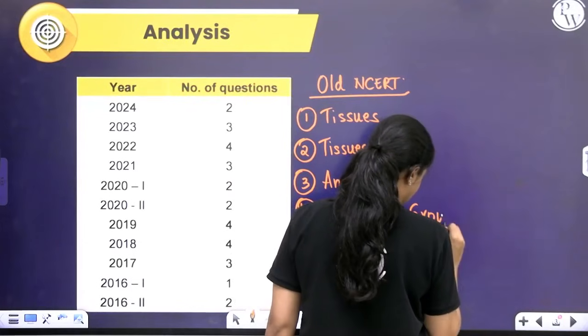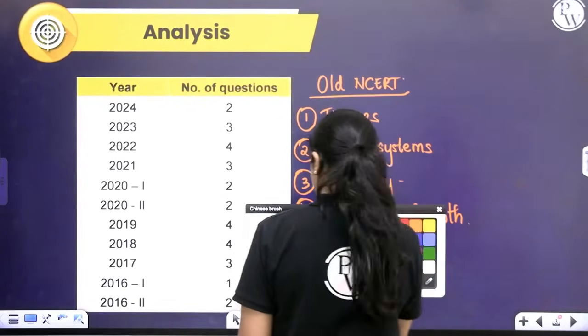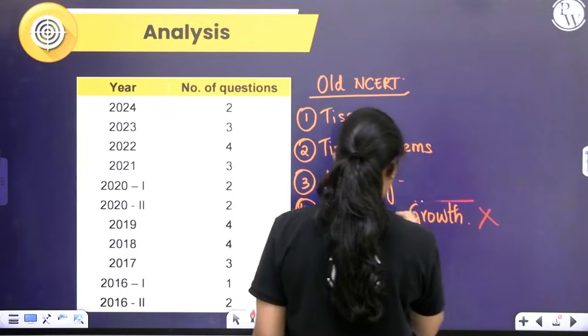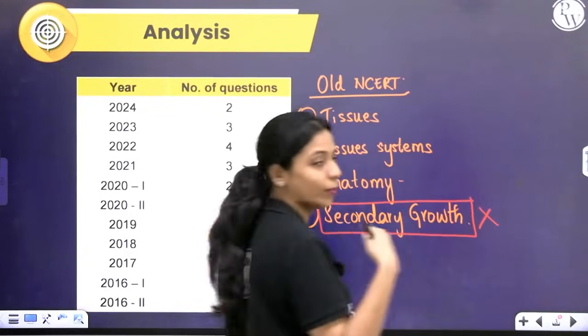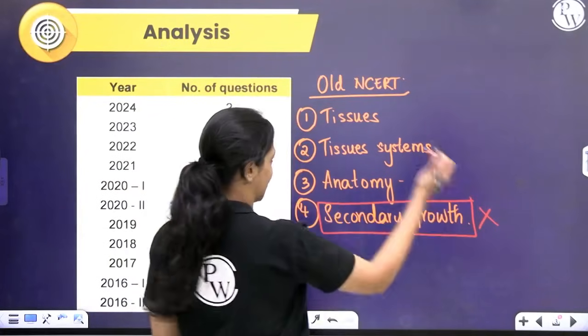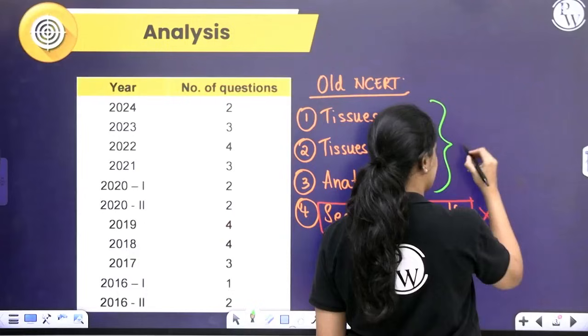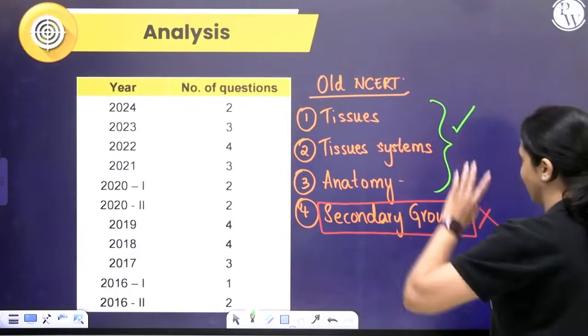Among these concepts, secondary growth is not part of the NEET syllabus. So this you can omit. You don't have to study that. The remaining 3 parts or 3 concepts, tissues, tissue systems and anatomy, are part of your NEET syllabus. So this has to be studied from old NCERT.